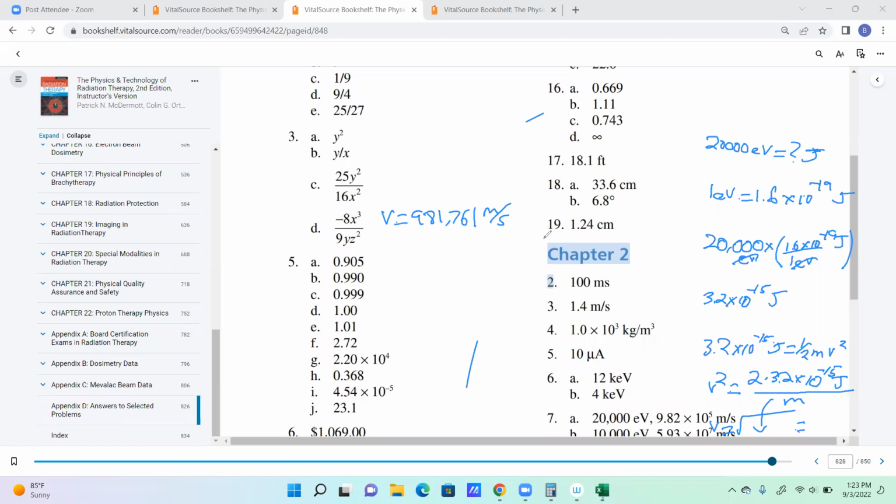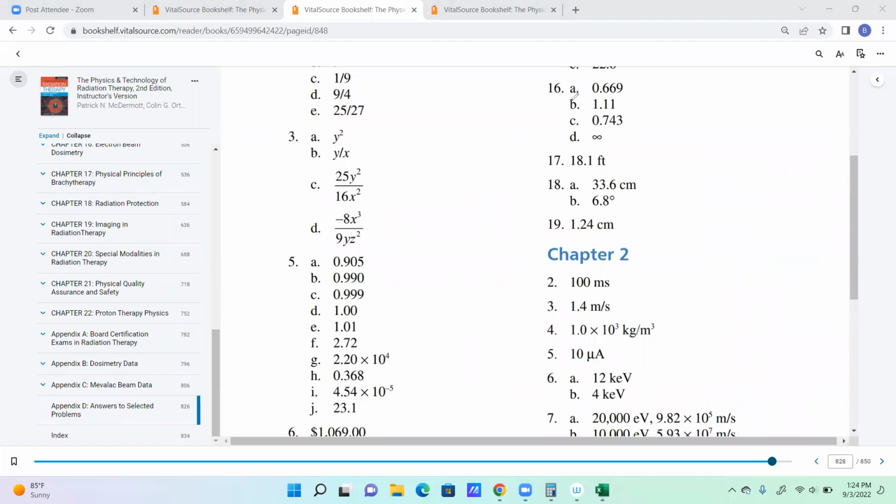Meters per second. If you want to write that in scientific notation, you go 1, 2, 3, 4, 5. So the velocity ends up being 9.8, and then you round, times 10 to the 5th meters per second. Okay, so that's the answer to 7A, at least the second part of that.